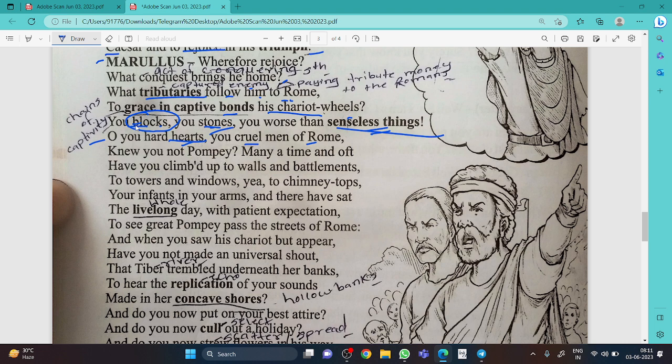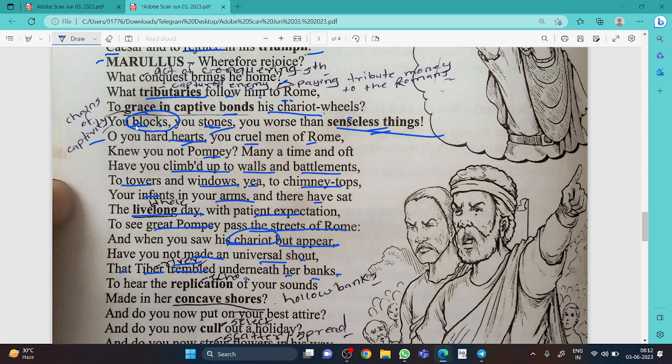Means what rubbish? "Knew you not Pompey?" Means actually, do you not remember Pompey? Understood? "Many a time and oft have you climbed up to walls and battlements, to towers and windows, yea, to chimney tops, your infants in your arms, and there have sat the livelong day with patient expectation to see great Pompey pass the streets of Rome. And when you saw his chariot but appear, have you not made an universal shout, that Tiber, the river in Rome, trembled underneath her banks?"